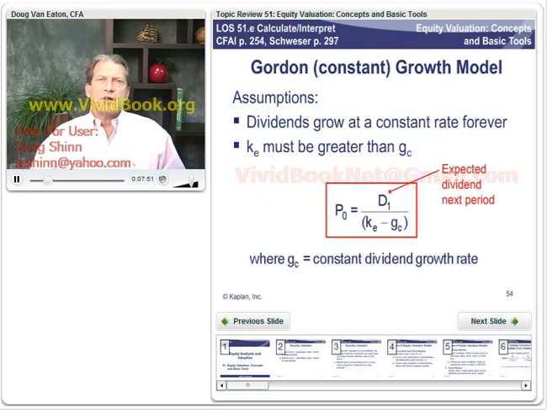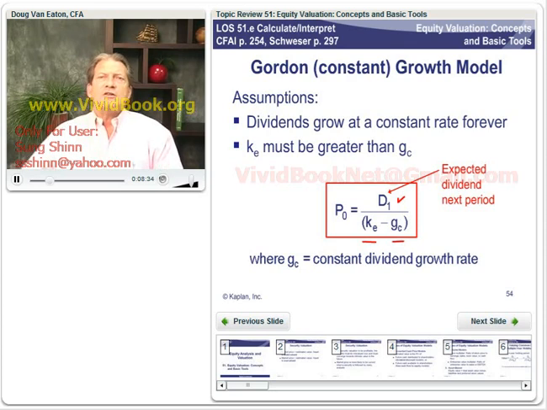Now, with common stock, we expect dividends to grow over time, or at least ideally they will. The Gordon growth model, or constant growth model, is based on an assumption that dividends grow at a constant rate forever. In order to apply this model, this dividend growth rate must be less than the required rate of return. Our expected dividend next period, D1, is what we put in the numerator here, and then we divide it by K minus G, the required rate of return on the common equity minus the growth rate.